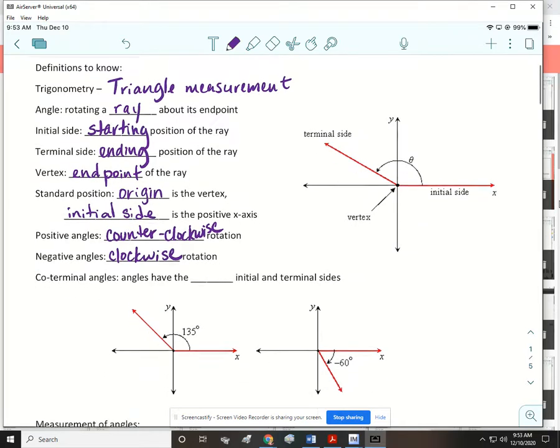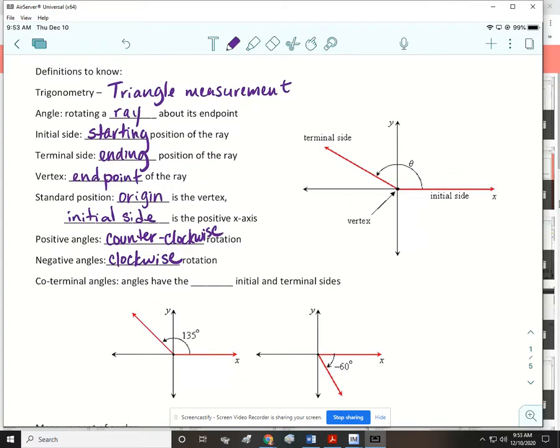Let me bump that up just a little bit. So on that 135 degrees, the initial side is the positive x-axis, right? And then you take that and rotate it 135 degrees in a counterclockwise rotation, and that forms the angle in between those two rays. All right. For the negative 60, we start with the positive x-axis, and then we rotate clockwise 60 degrees, and that gives you an angle of negative 60 degrees.